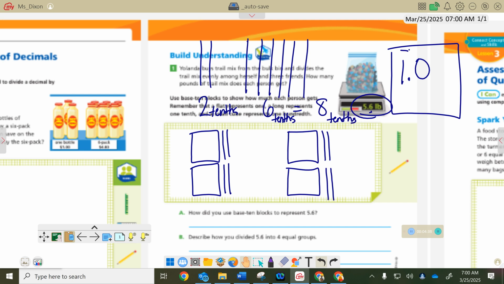Okay, so now we're going to divvy up those 8/10 among our 4 friends. Right? So 1, 2, 3, 4, 5, 6, 7, 8. Alright, so that is our 5 and 6/10 pounds of trail mix. Each person would get one whole. Remember, the big one is a whole. And 1, 2, 3, 4 tenths.